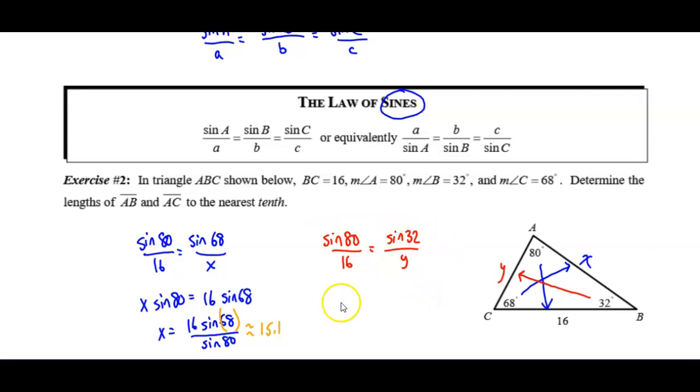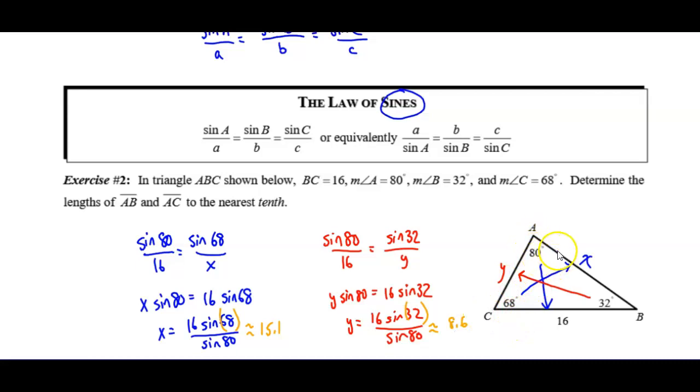And so I can just calculate this one the same way. y sine 80 equals 16 sine 32. And so y is equal to 16 sine 32 over sine 80. And again, being careful to close those parentheses before dividing on the calculator, I get approximately 8.6 for that side length.